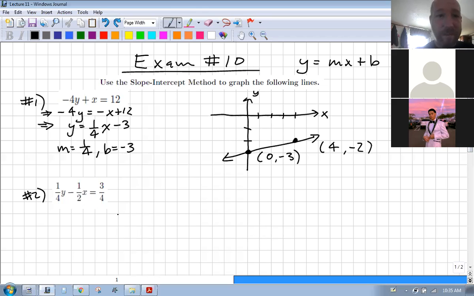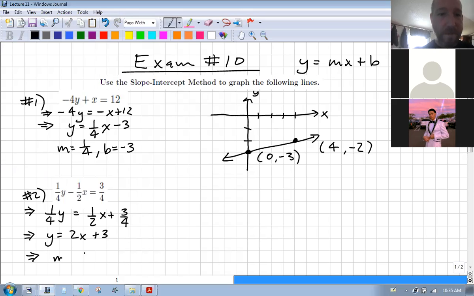On number 2 here, it's the same thing. We have to get y equals mx plus b form. So if I add a half x to both sides, I end up with this. I'm missing my y. There. Added a half x to both sides. Now I'll multiply everything by 4. So 4 over 2 is 2x, and 3/4 times 4 is just 3.